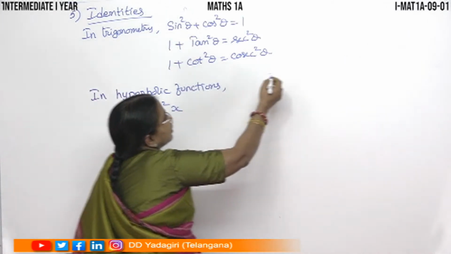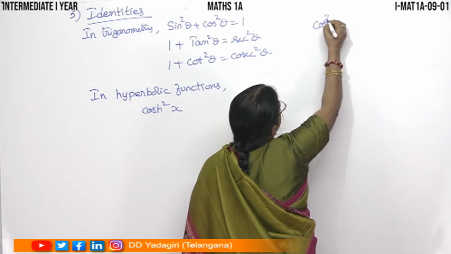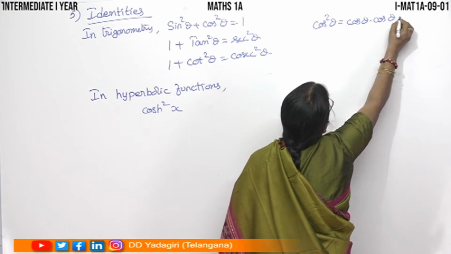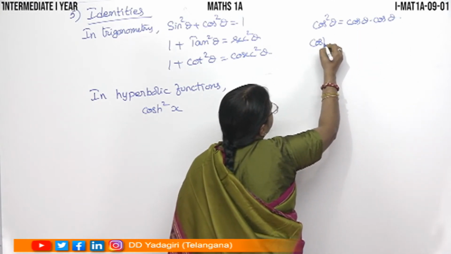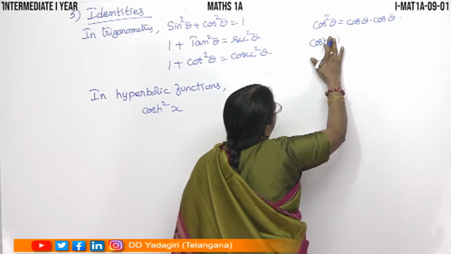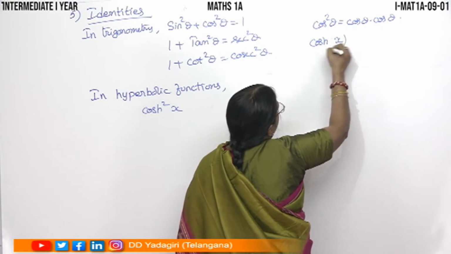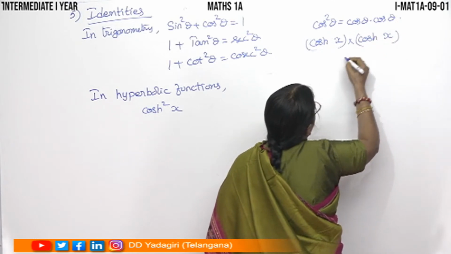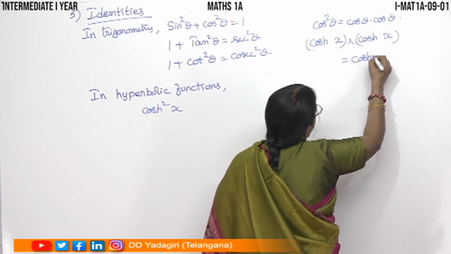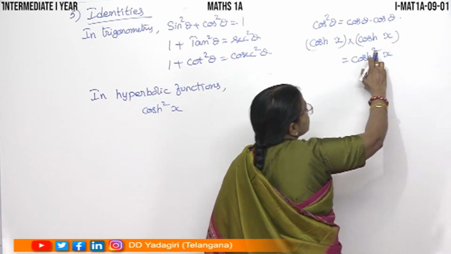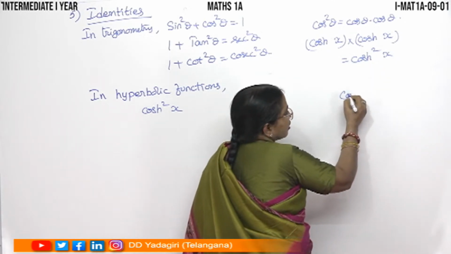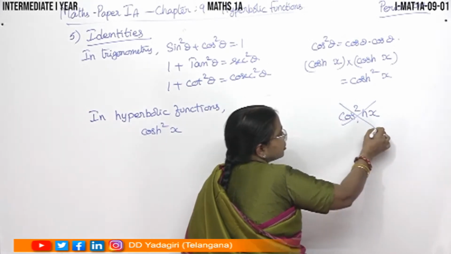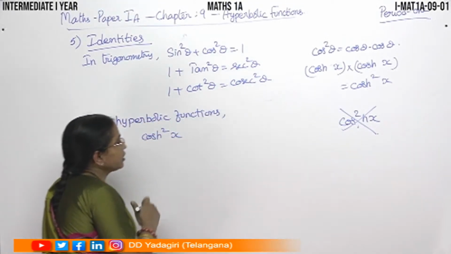See here, cos square theta means what? Cos square theta means it is cos theta into cos theta. Okay, cosh x into cosh x we will write as cosh square x. You must write h square here. So this is wrong, cos square of hx. You should not write like this. It should be cosh square.